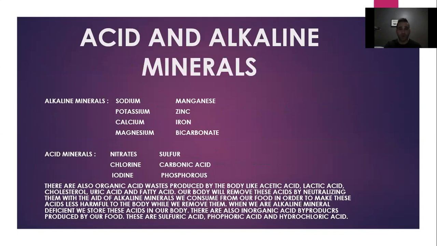When we are alkaline mineral deficient, we store these acids in our body. If we can't get rid of the accumulation of acidic waste, organic wastes, there are also inorganic acid byproducts produced by our food, like sulfuric acid, phosphoric acid, and hydrochloric acid. If we cannot buffer these and eliminate them, our body will store them. And this is where we end up with issues like kidney stones and gout, which we're going to get into later.